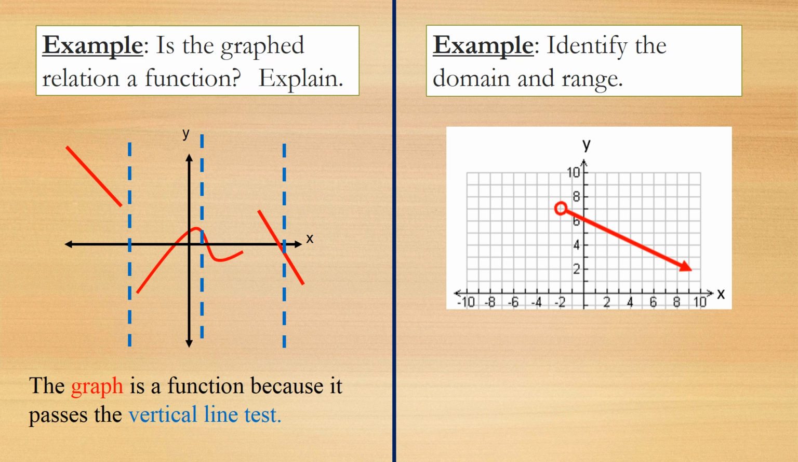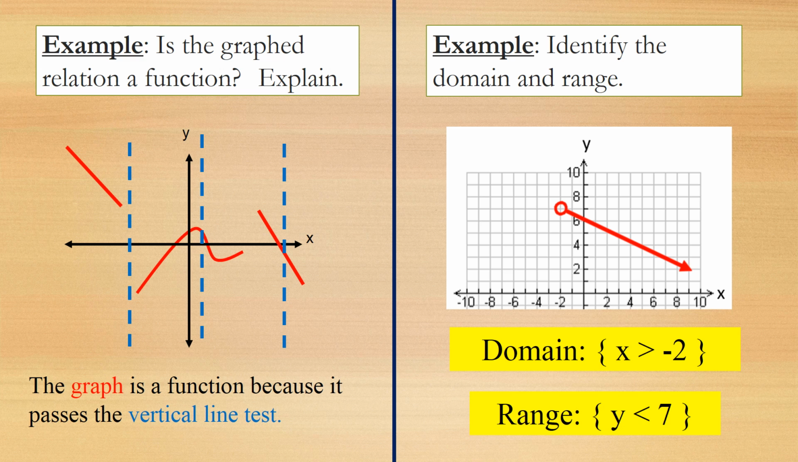Identify the domain and range of that graph. Well, the graph begins at this point here, and the x's are increasing while the y's are decreasing. Because it's an open circle here, we can't have the value -2 as an x value, but we can have the next number larger. Therefore, the domain is x is greater than -2. The range, y is less than 7, because y is always going to be less than 7. As you see, the graph keeps going down.